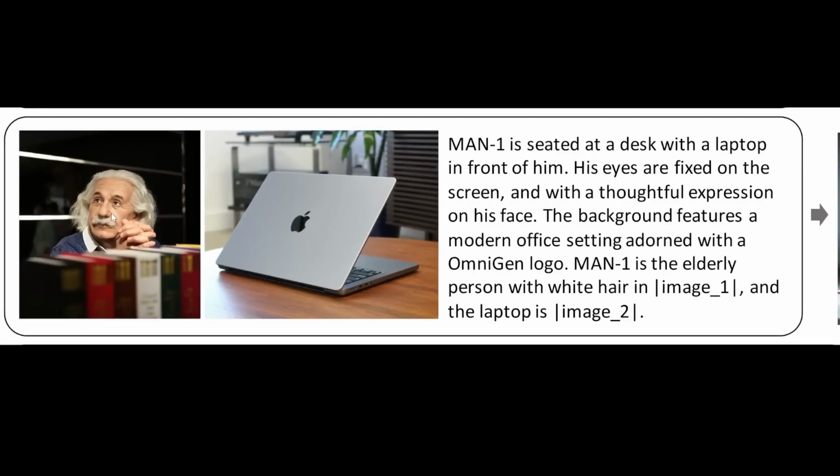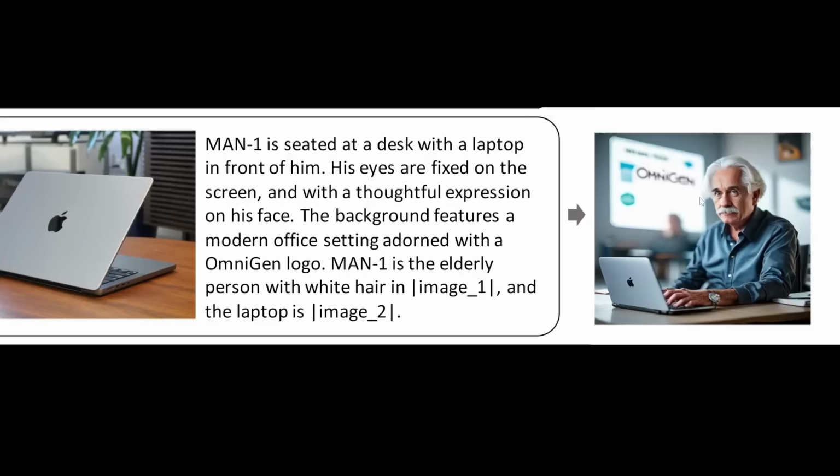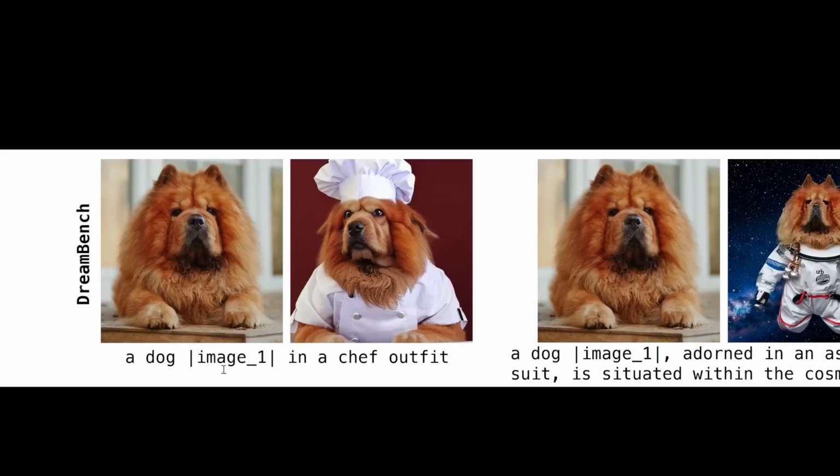And it doesn't just work with people, it can also work with objects or animals. So for example, here is a photo of Einstein, here's a photo of a Mac. So if you input these two photos and then you say man 1 is seated on a desk with a laptop in front of him, his eyes are fixed on the screen, etc., etc. Man 1 is the elderly person with white hair in image 1, which is this one. And then the laptop is image 2. Here is what we get. How cool is that?